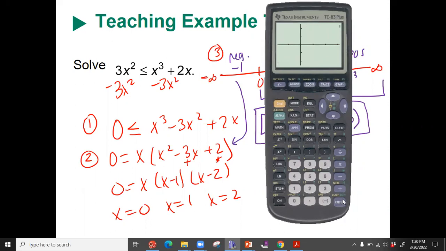But when you zoom in, you can see where we were right. So you can see how it crossed at 0. You can see where it crossed at 1, and you can see where it crossed at 2. And I'm looking for when do I have positive values? So when am I above the x-axis? From 0 to 1. When also am I above the x-axis? From 2 to infinity. So that's how it would be looking graphically.